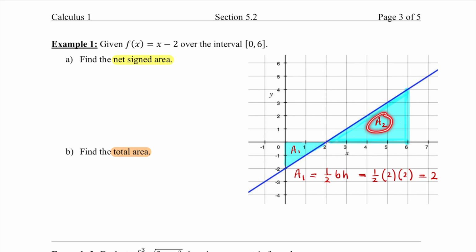A2 is this area, which is also a triangle. So I still use the formula 1/2 times base times height. This is the base, which is 4. And this is the height, which is also 4. And 1/2 times 4 times 4 is 8.